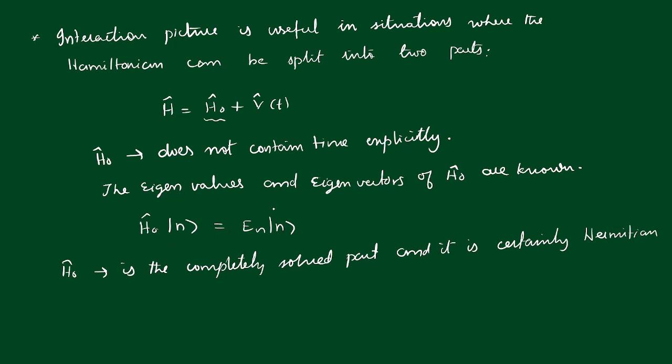Now, this H0 is a Hermitian operator. We know that Hermitian operators generate unitary transformations. Am I right? Do we know that? If you are given a Hermitian operator, you can directly write a corresponding unitary transformation. If you are given a Hermitian operator A, then e raised to i epsilon A, where epsilon is some real parameter, is a unitary operator. Any Hermitian operator generates a unitary transformation.